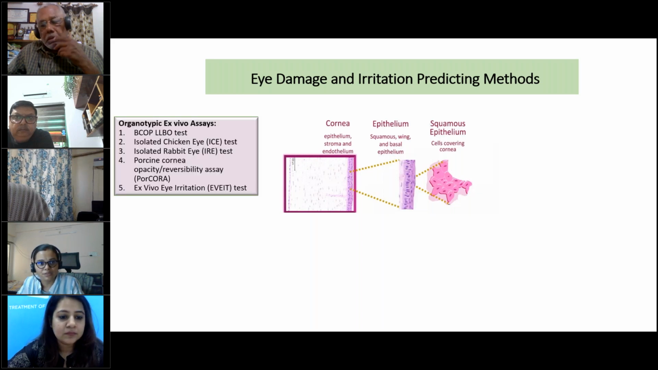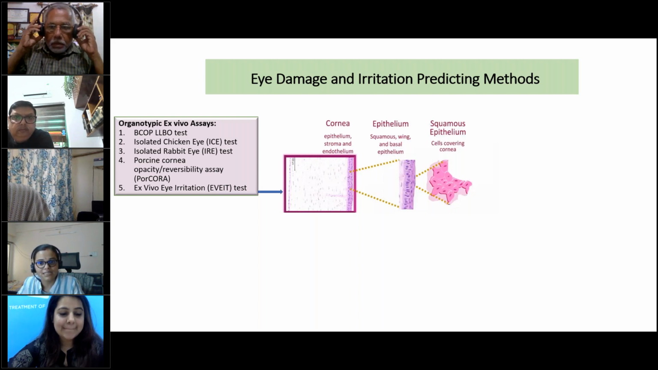Here come the organotypic ex vivo assays, which are listed here, like the bovine corneal opacity and permeability (BCOP) test, isolated chicken eye test, isolated rabbit eye test, porcine cornea opacity reversibility assay, and ex vivo eye irritation test, which are used to check and detect the damage at the corneal epithelial, stroma and endothelium level.